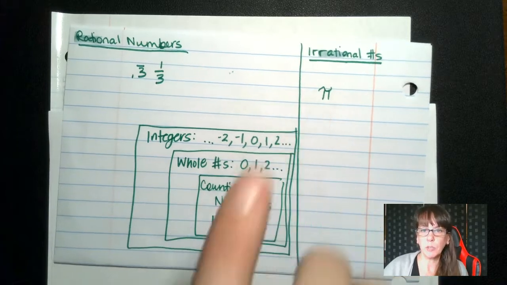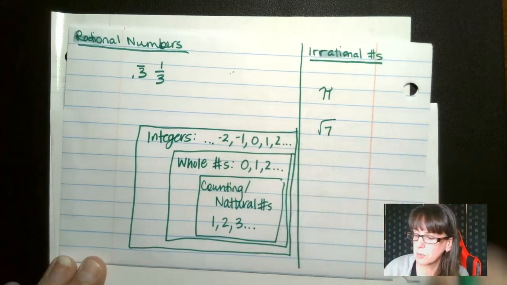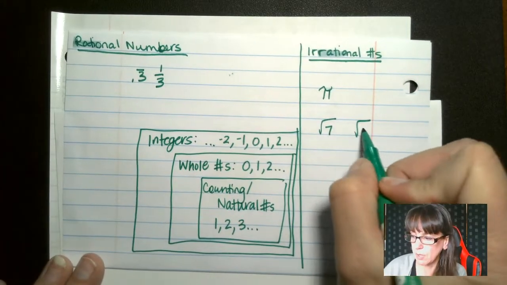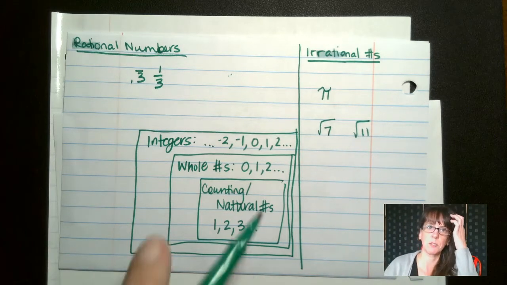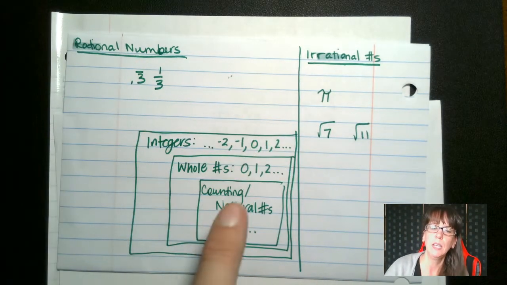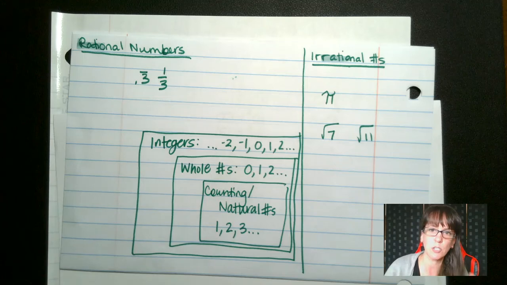The other ones for irrational are non-perfect square roots, so the square root of 7, the square root of 11, things like that. Those would be irrational numbers. So within our rational numbers, we have counting, whole, and integers. This is just a quick refresh on that.